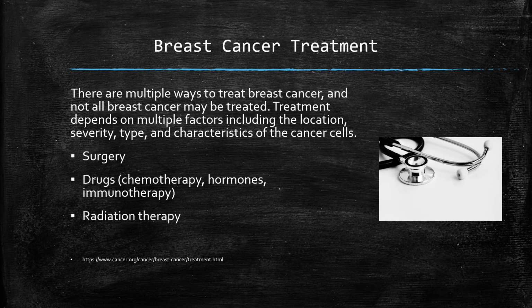Although not all breast cancer may be treated, there are multiple ways to treat breast cancer. The treatment depends on multiple factors, including the location, severity, type, and characteristics of the cancer cells in the breast tissue. Treatment may include surgery, drugs, which are usually chemotherapy, hormones, or immunotherapy, and radiation therapy.